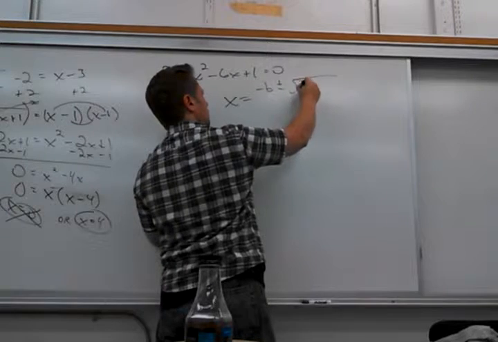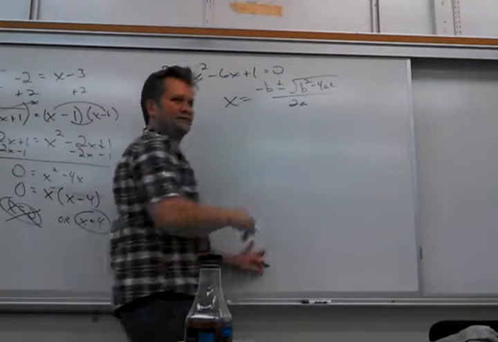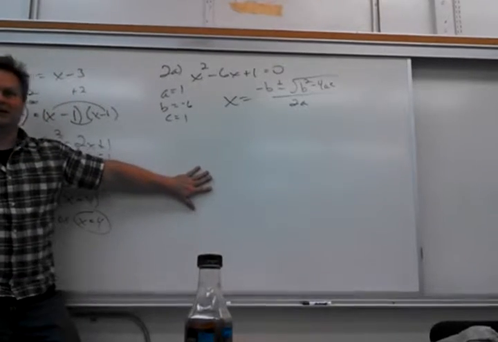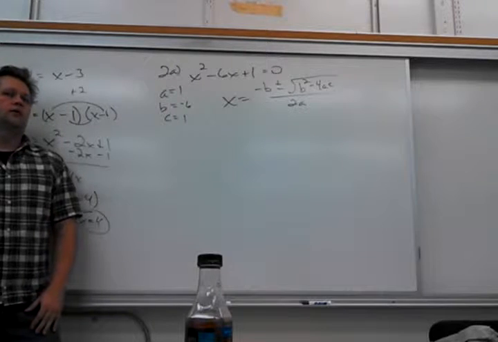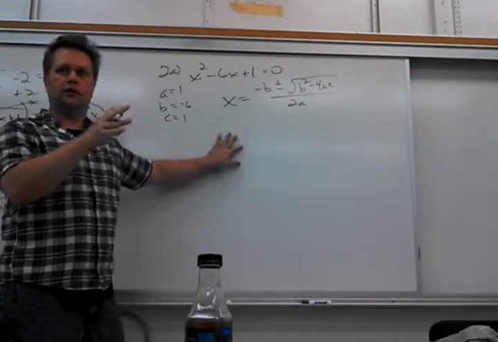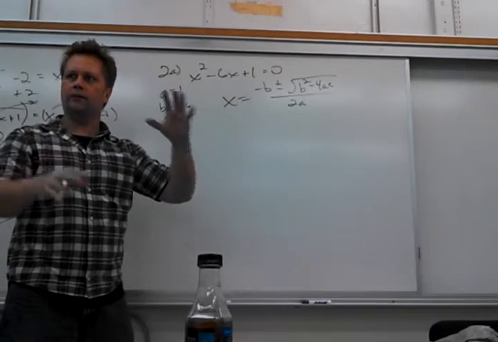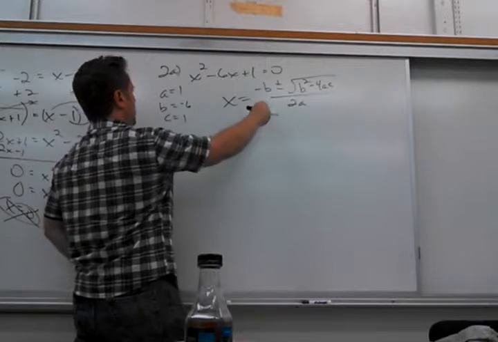Negative B plus or minus the square root of B squared minus 4AC, over 2A. I've seen some really dorky YouTube videos with the whole class making a song about it. I'm like, oh my god, I don't think I'll ever make you do that.